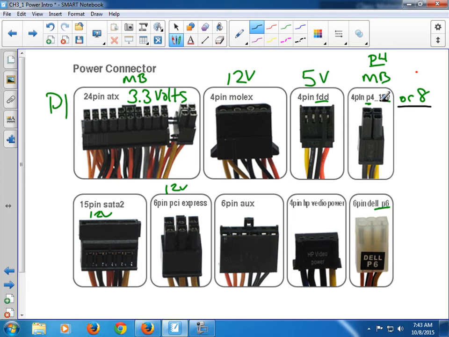Now, there's really only 2 other main plugs that are used in every single PC. First of all is the Molex plug, and the Molex plug is a 12 volt plug.